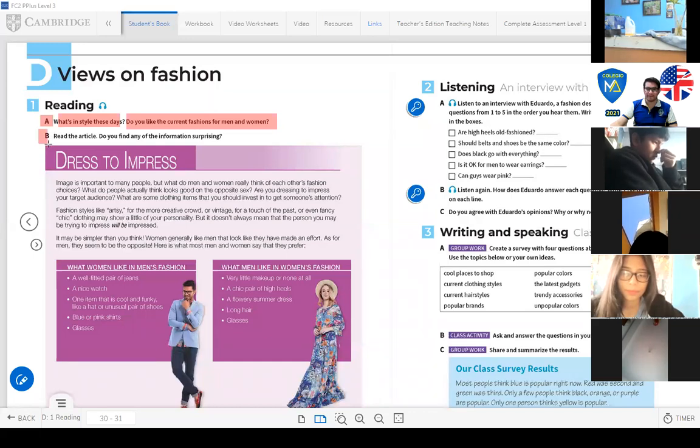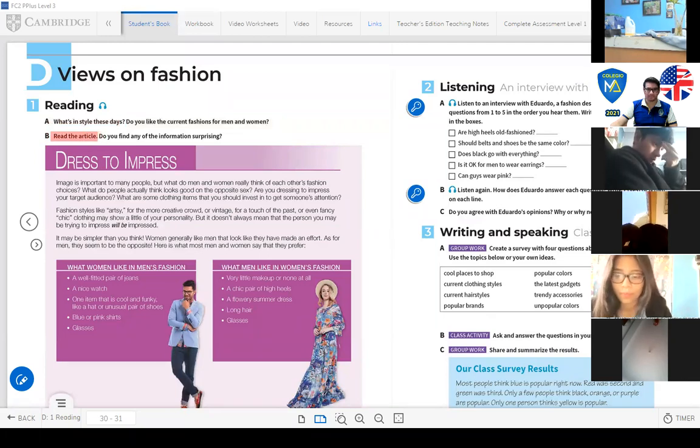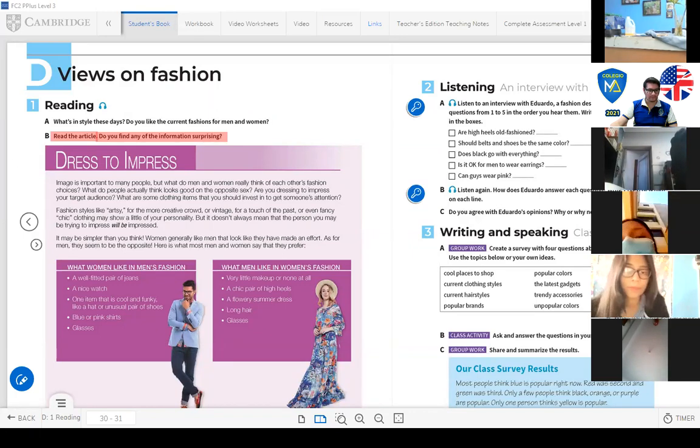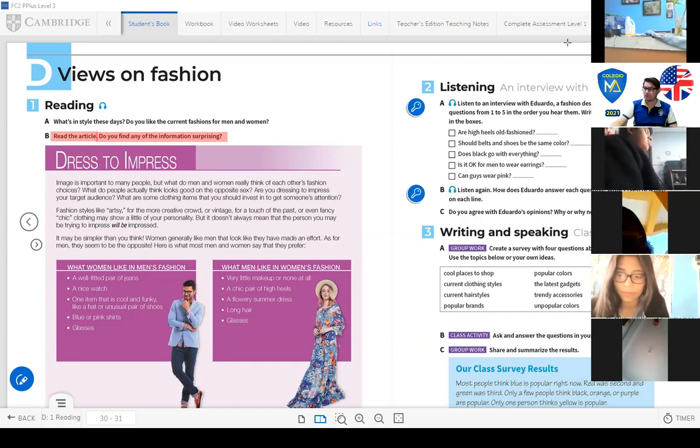Next, this part B. Continue, please. Letter B. Read the article. Do you find any of the information surprising? Okay, now you have to consider this. Thank you very much, Torres.